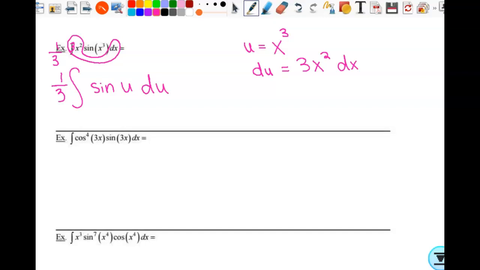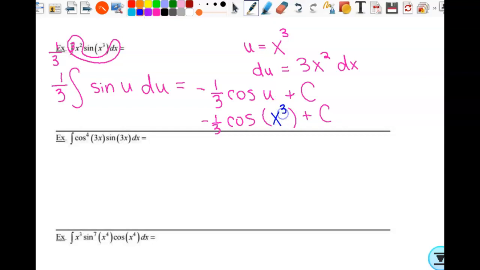So what is the antiderivative of sine u with respect to u? Negative cosine? Okay, all right, so I know my antiderivative would be negative cosine, so I'm going to write this as negative 1/3 cosine u plus c. But don't forget as a final step, if this is a free response question, to go ahead and make that u substitution. So negative 1/3 cosine u plus c, where u was x cubed.